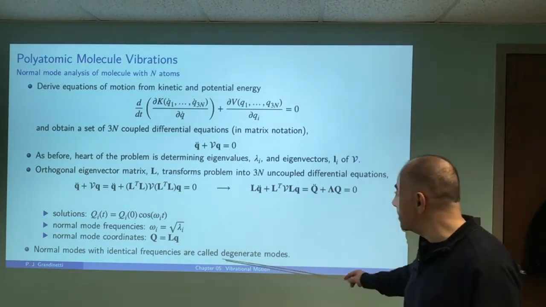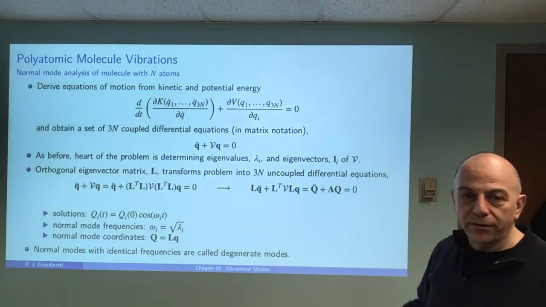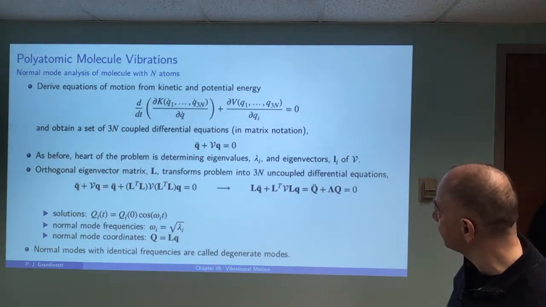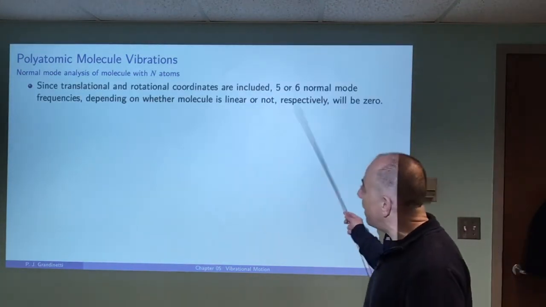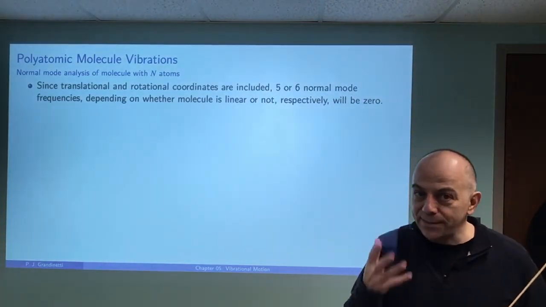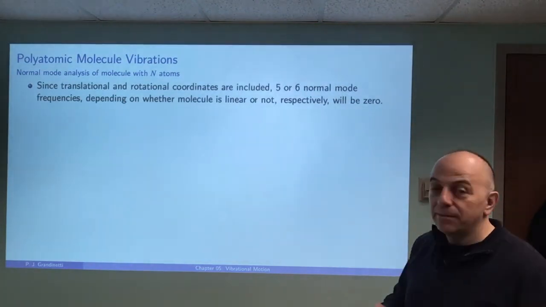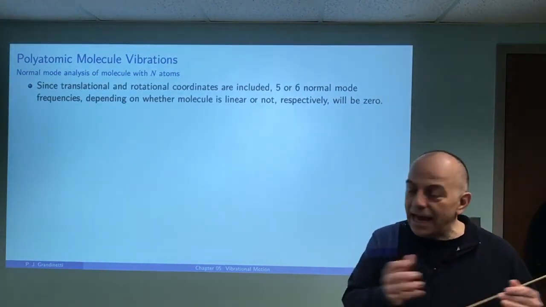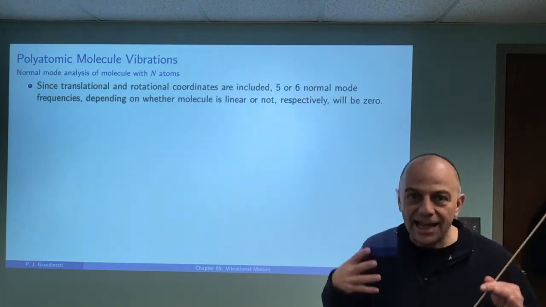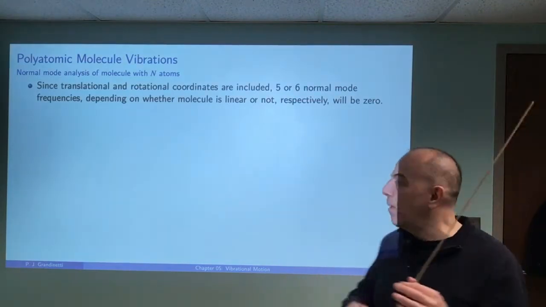Okay. Now sometimes in molecules you're going to find some of the normal mode coordinates will have identical frequencies. When we see that, we call those degenerate modes. Now, remember again that we picked a coordinate system that was in the principal axis system of the molecule's moment of inertia tensor. And in that frame, if we're sitting in that frame, we're not going to see any translation or rotation at all, right? Because we're moving with the molecule.